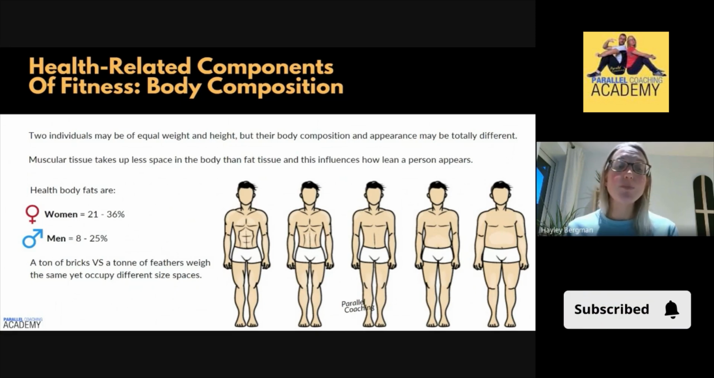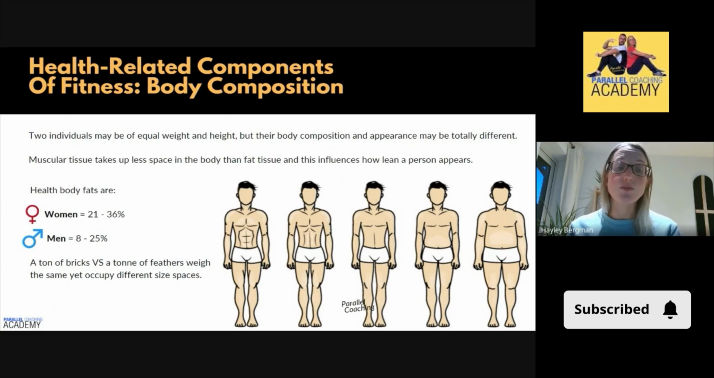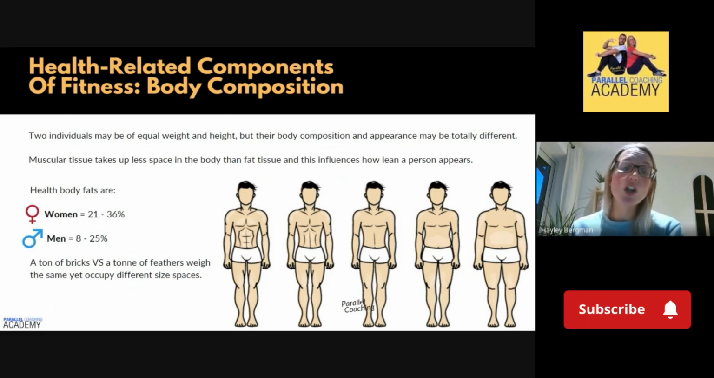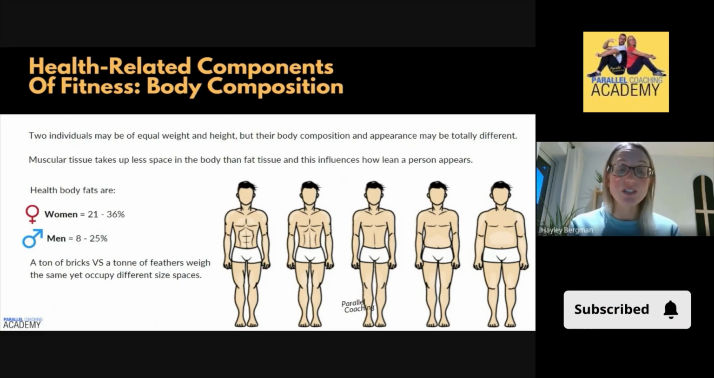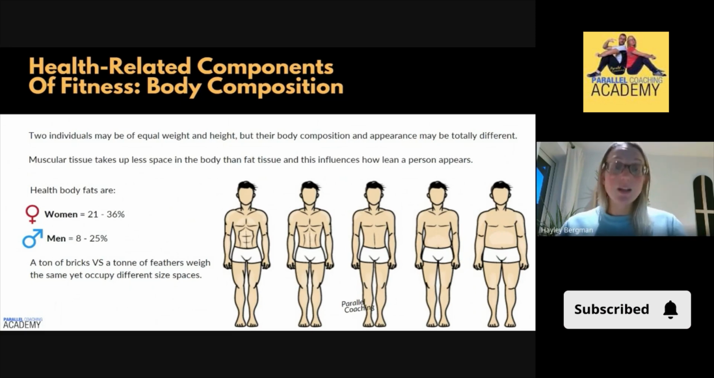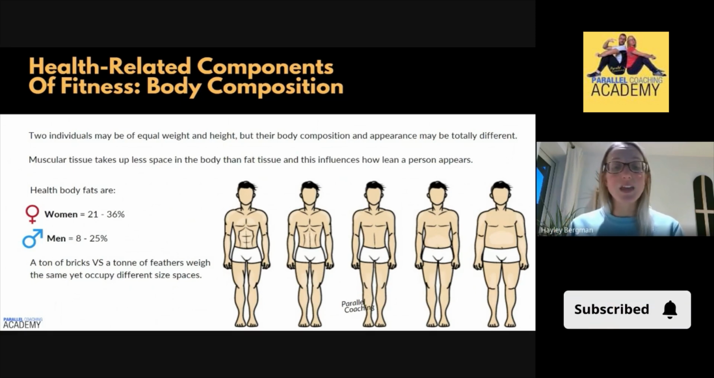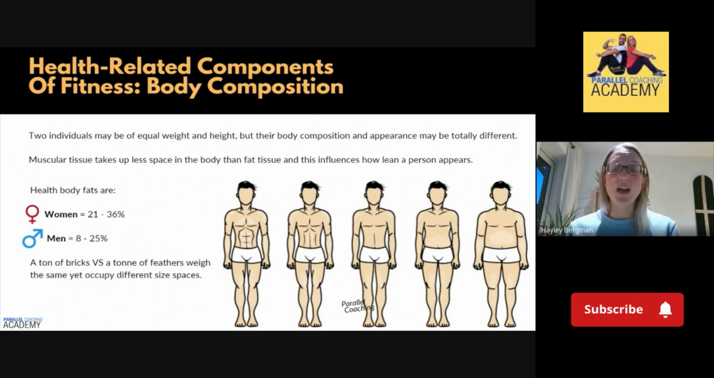So healthy body fats are classed as being for women between 21 and 36%. Notice this is much larger than for men, whereby a healthy range is classed somewhere between 8 and 25. Obviously, the lower inside those ranges is going to be to a point whereby somebody will appear more lean. They will appear to have less fat on their body. The higher in those ranges or beyond it will mean that they are seen to have more fat storage around the body.